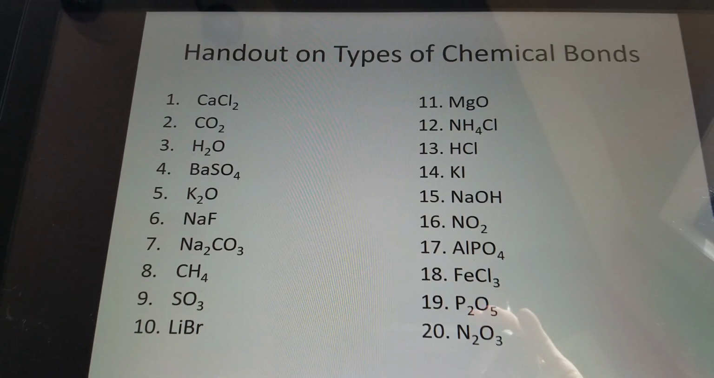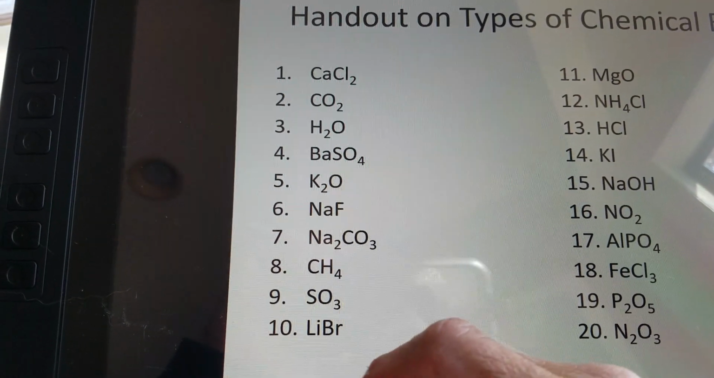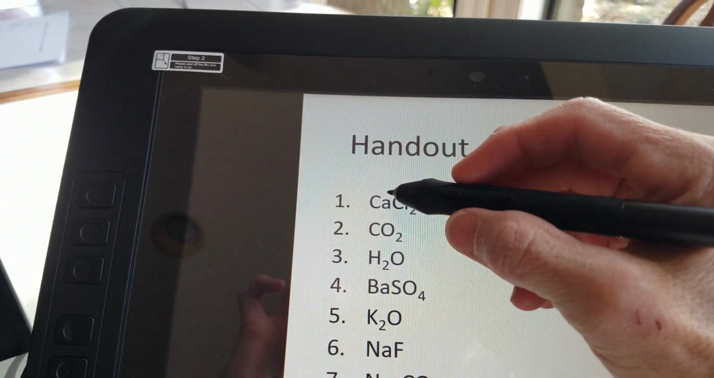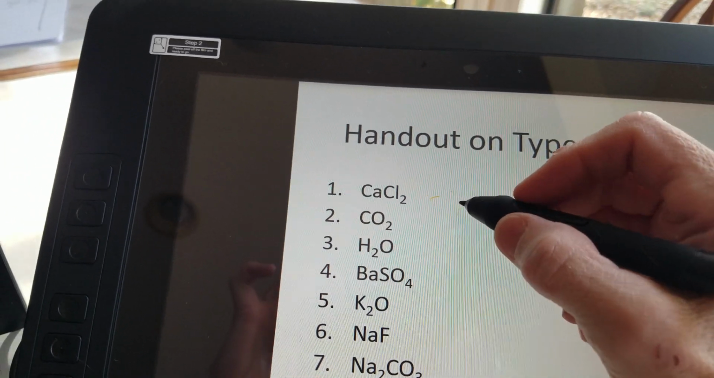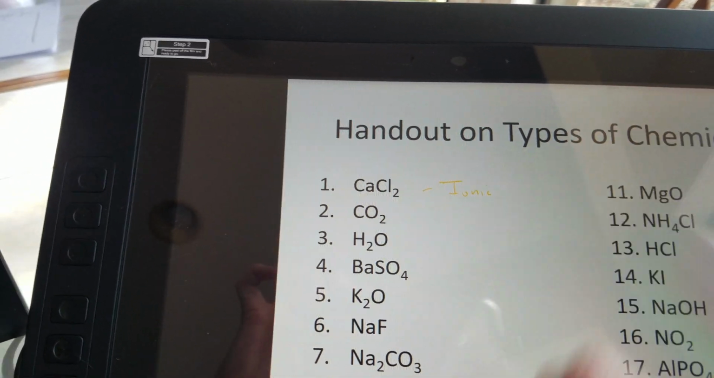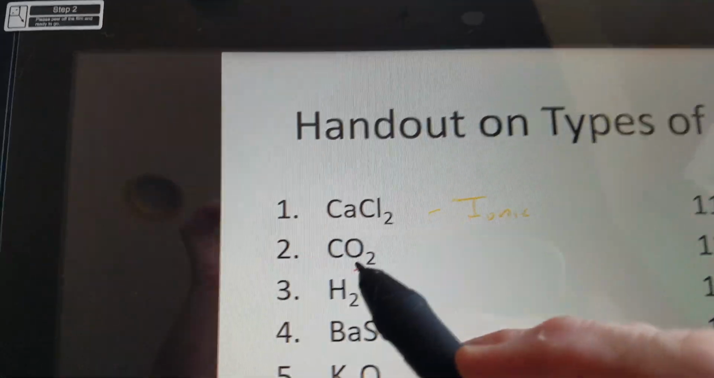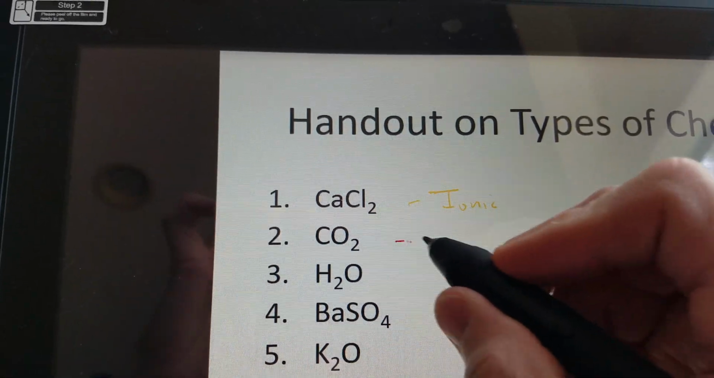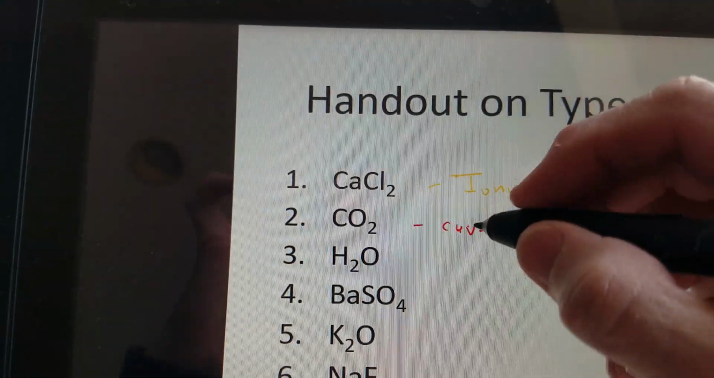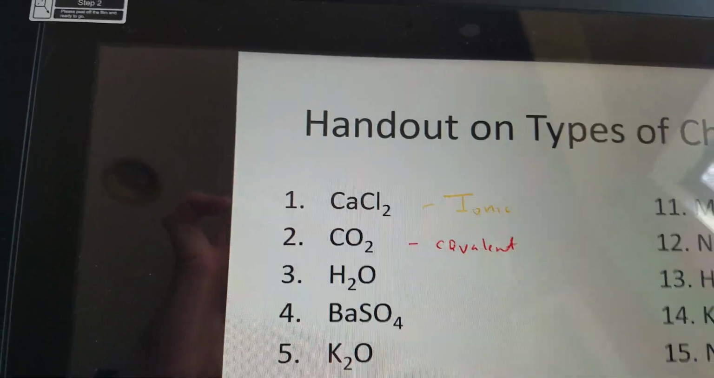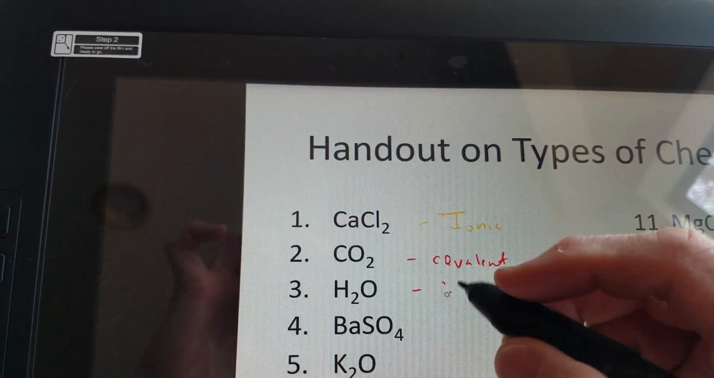So if we look at these, we're looking at types of bonds you might have. If I'm looking at the very first one, you can see that I have a metal with a nonmetal. That is going to be an ionic bond. If I look at the next one, you have two nonmetals, so this is going to form a covalent bond. You don't really have to know whether it's polar covalent or nonpolar covalent. The third one, you have hydrogen, which is a nonmetal, and oxygen, which is a nonmetal, so it will also be a covalent bond.